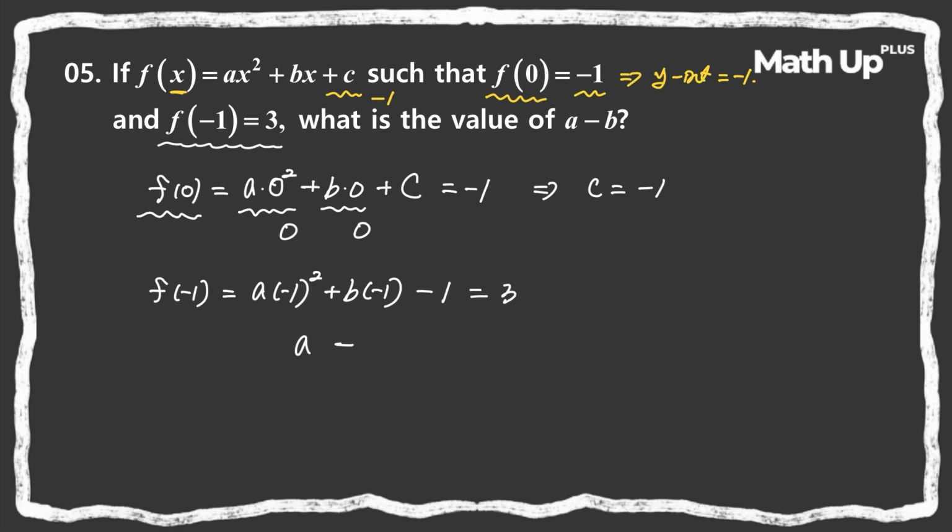So a minus b minus 1 is equal to 3. So a minus b is equal to 4. So the value of a minus b is 4.